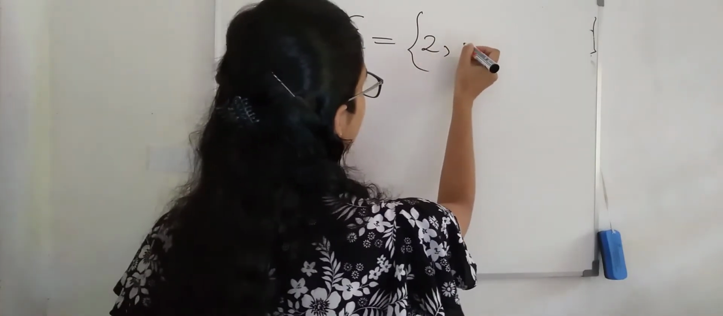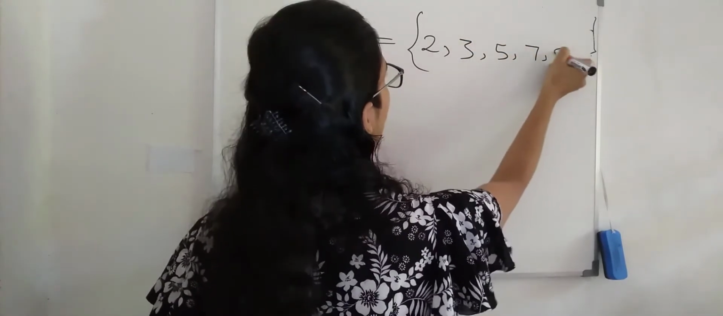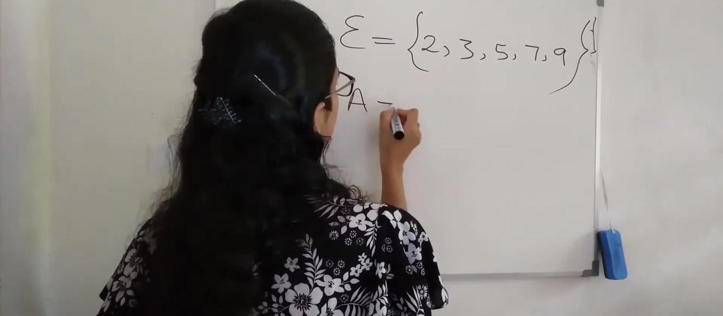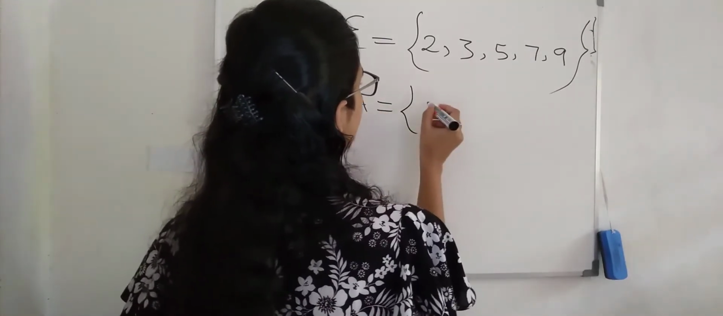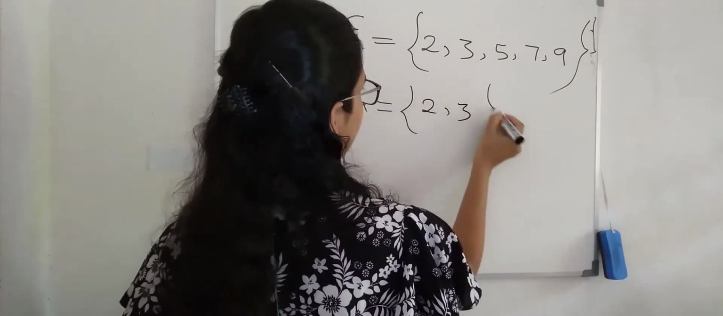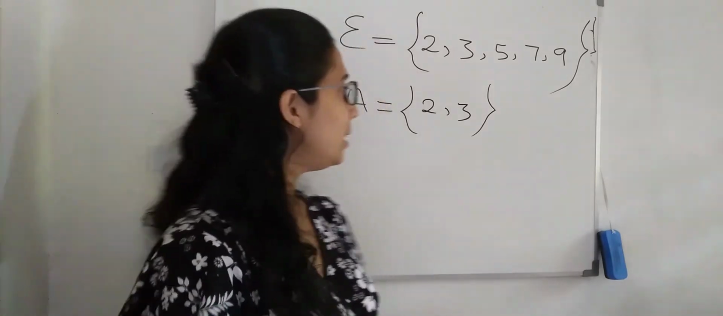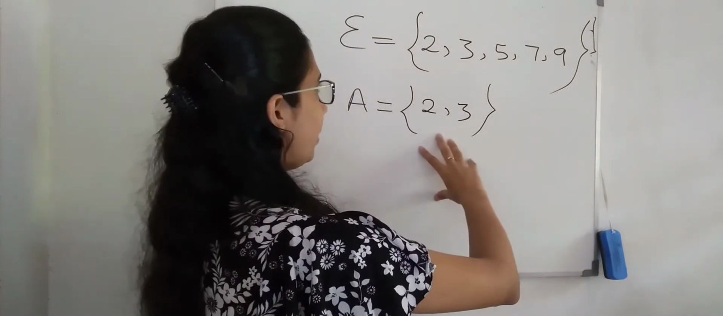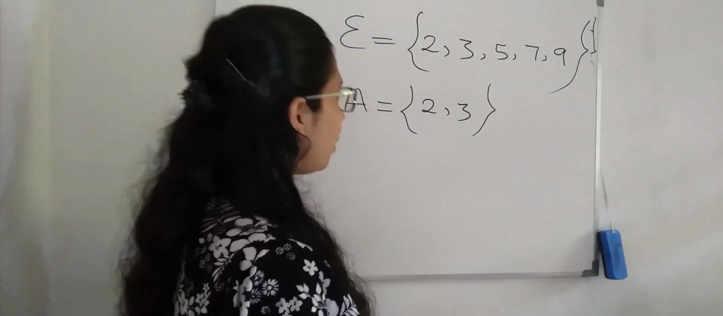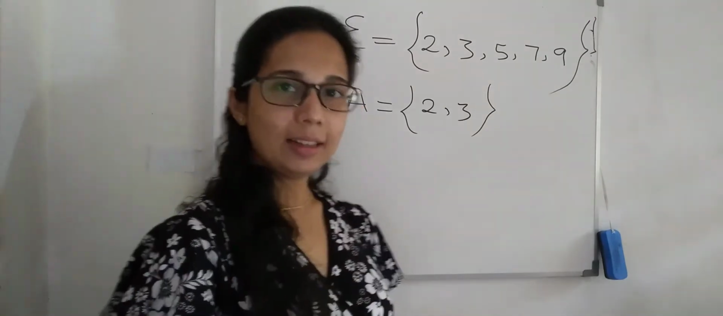These elements belong to it: 2, 3, 5, 7 and 9. And this subset contains the elements 2 and 3. Can you see here? These two elements belong in this set, right? Because of that, this is a subset of this universal set, right?